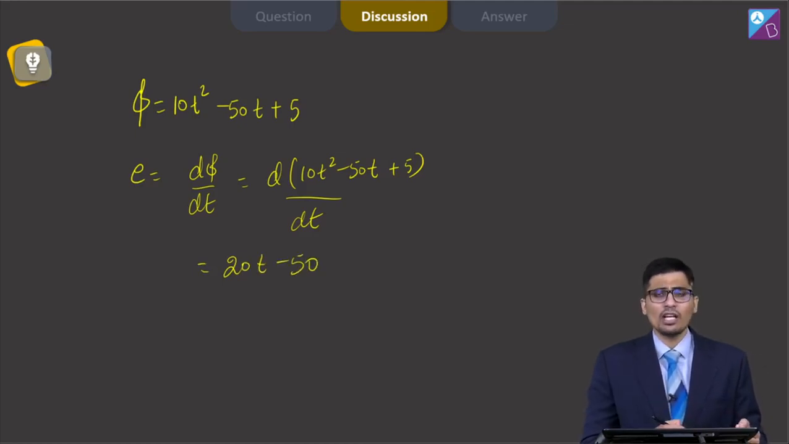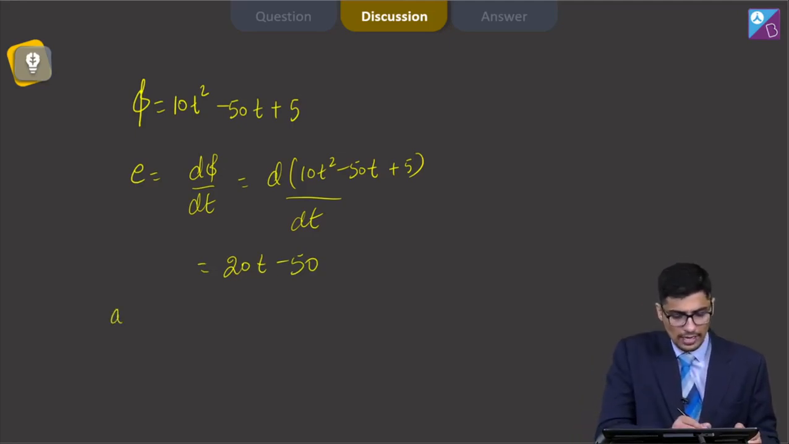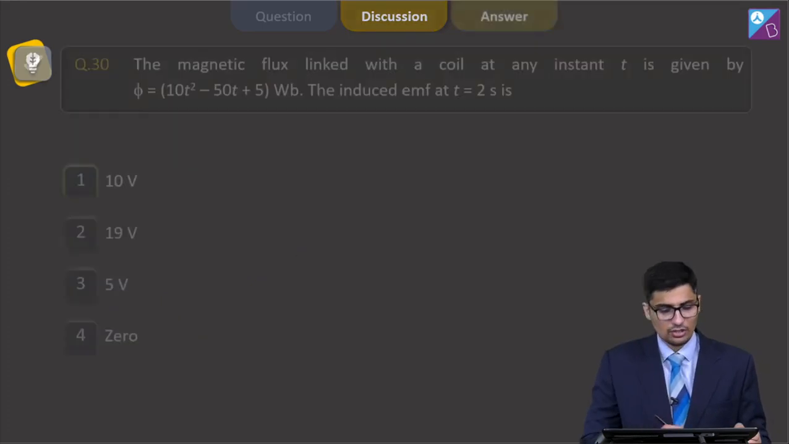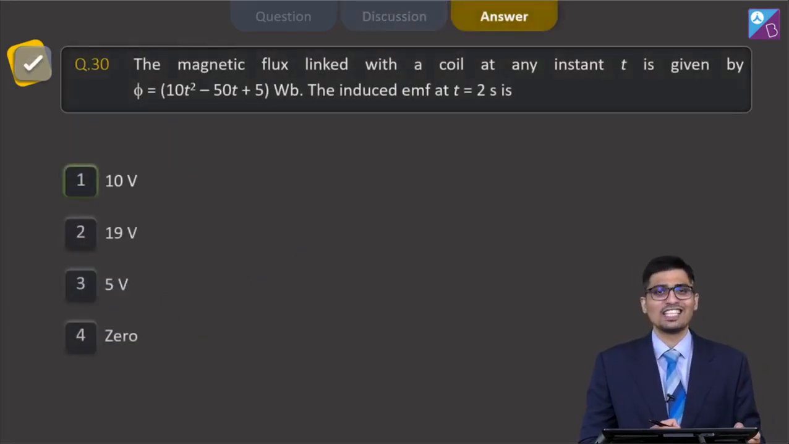Now we can substitute the value of t as per the question, and the value of t is 2 seconds. So at t equal to 2 seconds, E will be simply 20 into 2 minus 50, and this will be, dear students, minus 10 volt. Now as per the magnitude, we can clearly write the magnitude of EMF will be 10 volt, and hence for this question, as per the given options, the answer is option 1, that is 10 volts. Now let us solve question number 31.